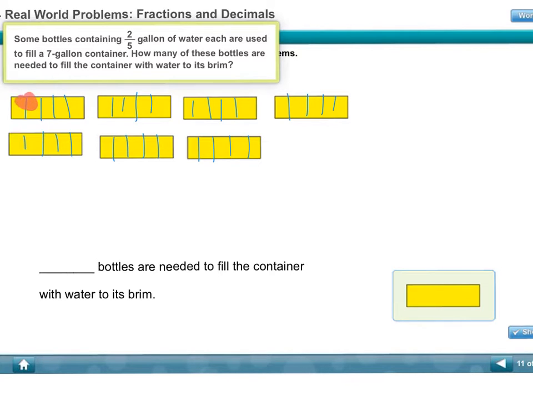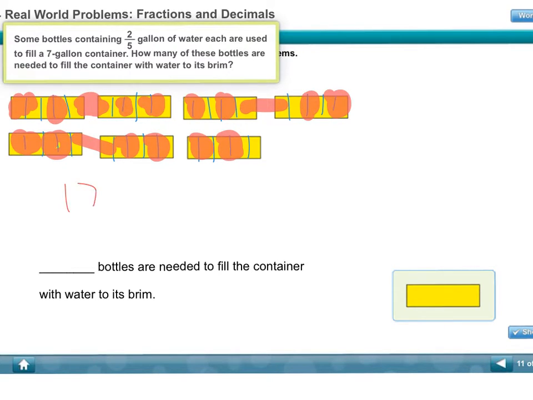So let's start counting. There's 1, 2, 3, 4, 5, 6, 7, 8, 9, 10, 11, 12, 13, 14, 15, 16, 17, and 1/2. So how many bottles do we actually need? We need 18 bottles. We have to round up. If we only use 17 bottles, we won't have enough. So we have to make sure that we have 18 of these bottles of water.